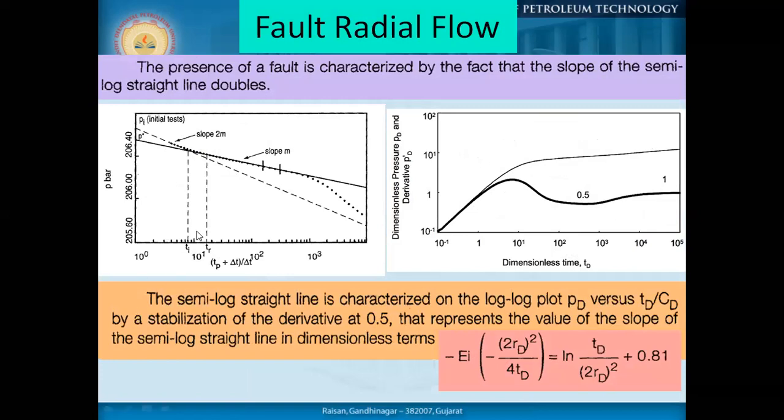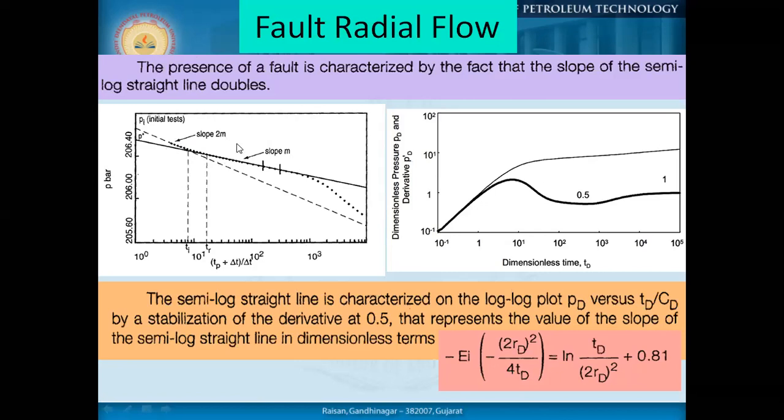So if you see here, initially we have a slope. Initial part, if we consider this early time, it is a slope M. That means a specific flow pattern is occurring and we are getting a straight line area. But once you are not getting sufficient amount, your slope will change.